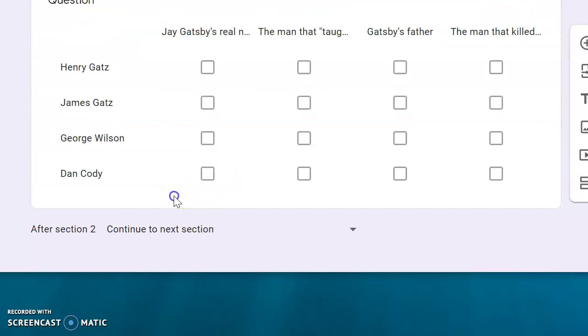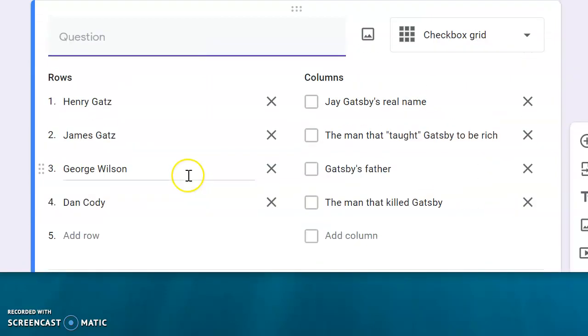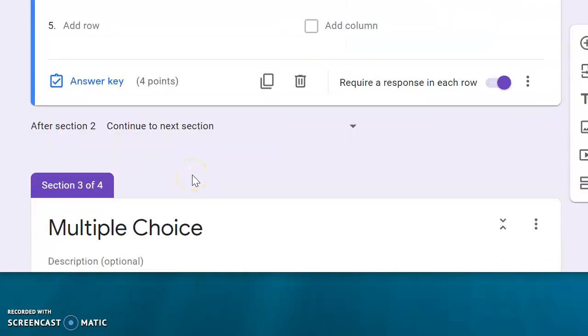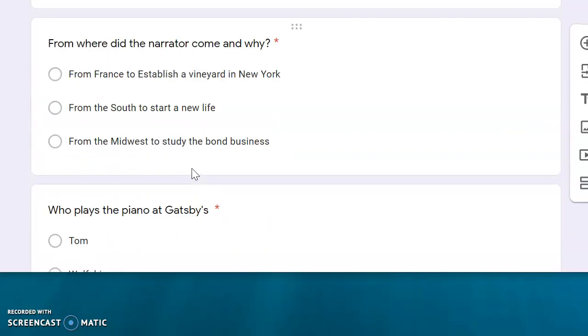Next set of characters, we have Henry Gatz, James Gatz, George Wilson, and Dan Cody. Your answers are Jay Gatsby's real name, the man that taught Gatsby to be rich, Gatsby's father, and the man that killed Gatsby. Those are your characters. Now, multiple choice.